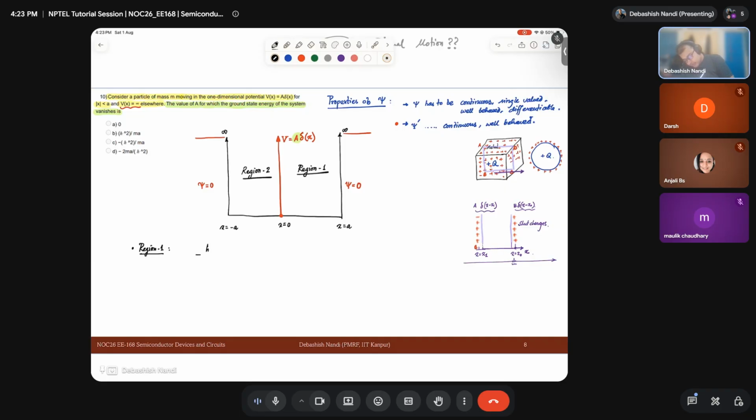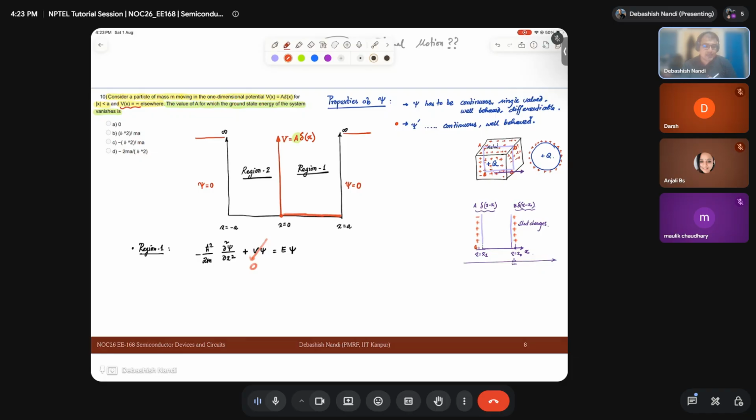So my Schrodinger equation, I'll write it in one dimension: del square psi by del x square plus V psi equal to E psi. Fine. So what is my potential in region 1? In region 1, my potential is 0. So this goes to 0.